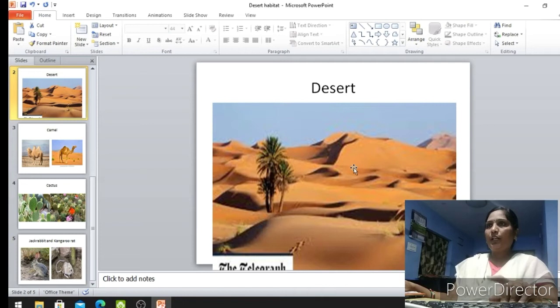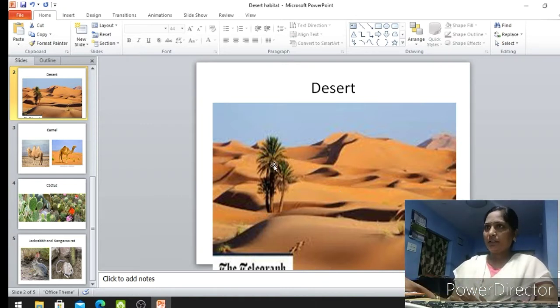Last class I told you there are two different types of habitats. One is terrestrial habitat, one is aquatic habitat. The habitat on the land is known as terrestrial habitat. There are different types of habitats in terrestrial habitat, and among those one is desert habitat.